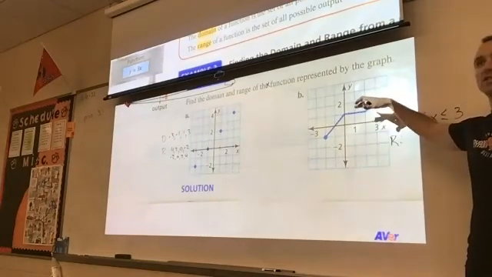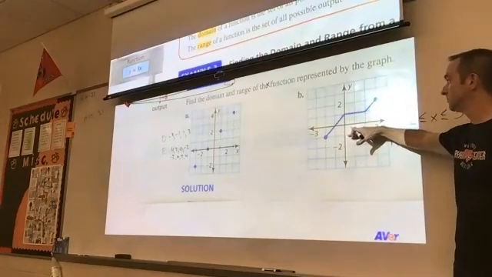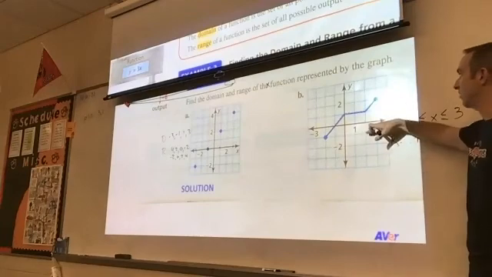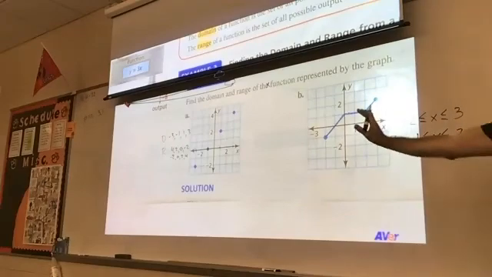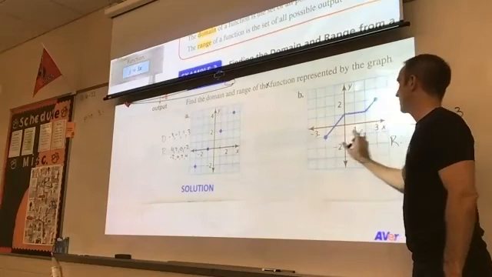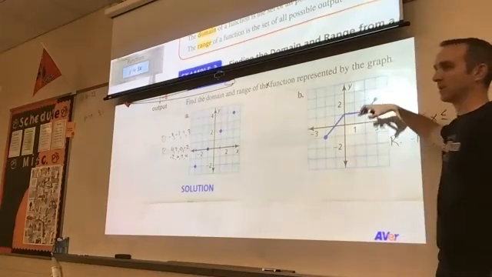Okay, what's the lowest our y value could go? -1. -1. What's the highest my y value could go? 2. 2. There you go. Okay. So your domain is your side to side. That's your x. Your side to side, how far does it go? Your range is your up and down. It's your y. How far up? How far down does it go?